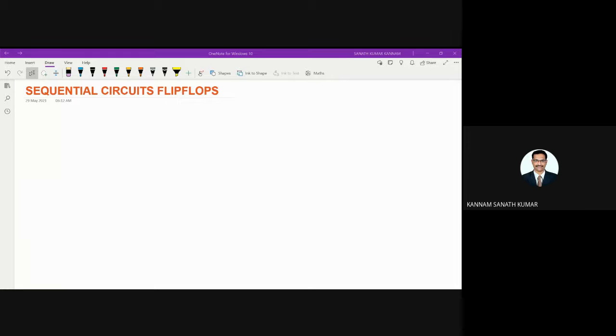Now, D flip flop. Today I am going to explain the remaining flip flops, that is the D flip flop and the JK flip flop. D flip flop. First of all, I will draw the SR flip flop. D flip flop is nothing but the SR flip flop. If you connect S and R with an inverter, you will get the D flip flop.